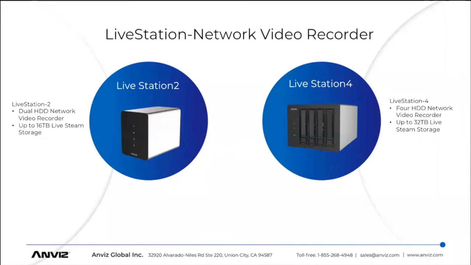Finally, we have 2 sets of NVRs. The left side NVR, which we call Live Station 2, is a dual HDD network recorder with 2 hard disk drives. Each hard disk supports up to 8 TB, so 16 TB in total, and it supports up to 32 channels. On the right side, we call it Live Station 4, with up to 32 TB storage and 64 channels. So you can choose the different kinds of NVR depending on different kinds of projects.